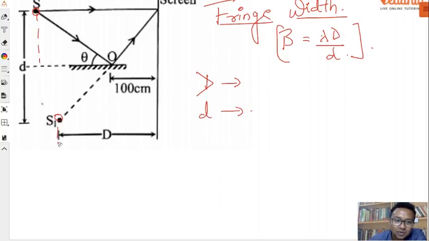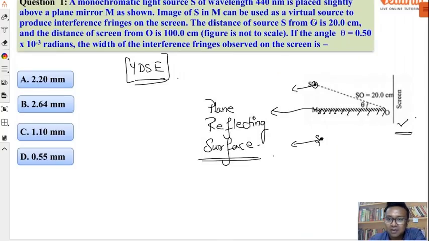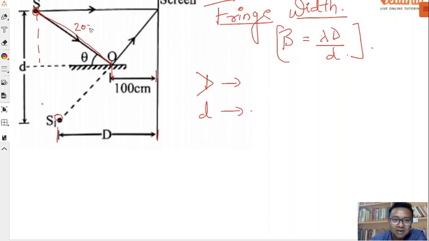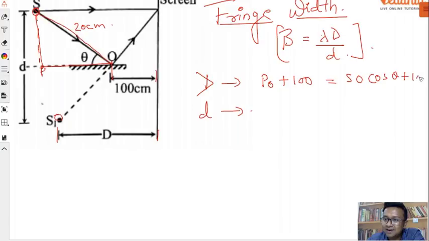Capital D is the distance between the sources and the screen. From here to here, it is 100. This distance is given to us, which is nothing but S from O, 20 centimeter. So that is given to us. This is 20 centimeter. So we can technically look at this triangle and find out this value, call it say P. So PO plus 100. So that is nothing but SO cos theta plus 100.